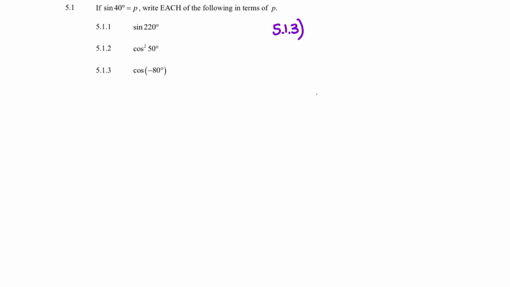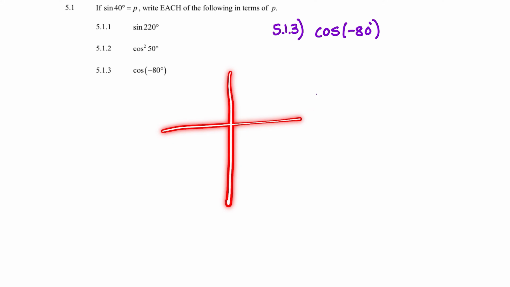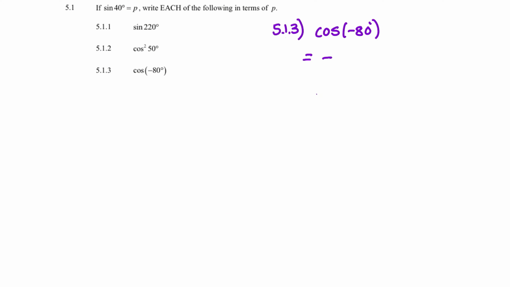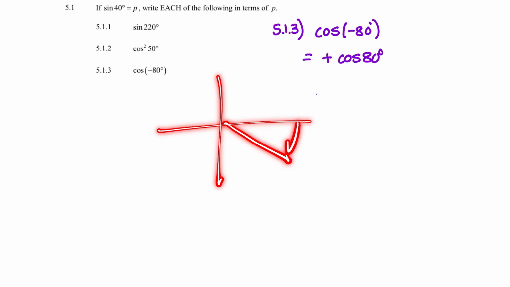5.1.3. The cos of minus 80. So before I try to manipulate the 80 degrees, I'll take care of the minus in front of the 80 degrees. So cos of a negative angle places me in the fourth quadrant. That means that the cosine of negative 80 degrees can be written as positive cos of 80 degrees, because cosine of a negative angle would be positive in the fourth quadrant.